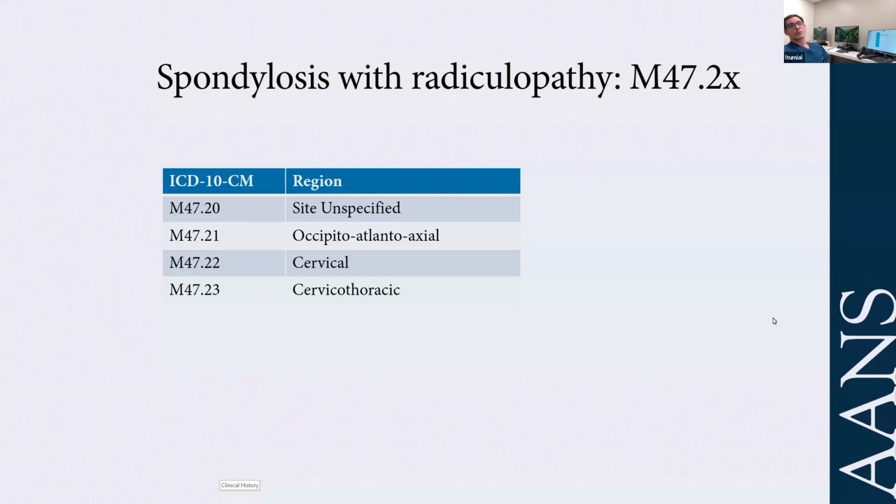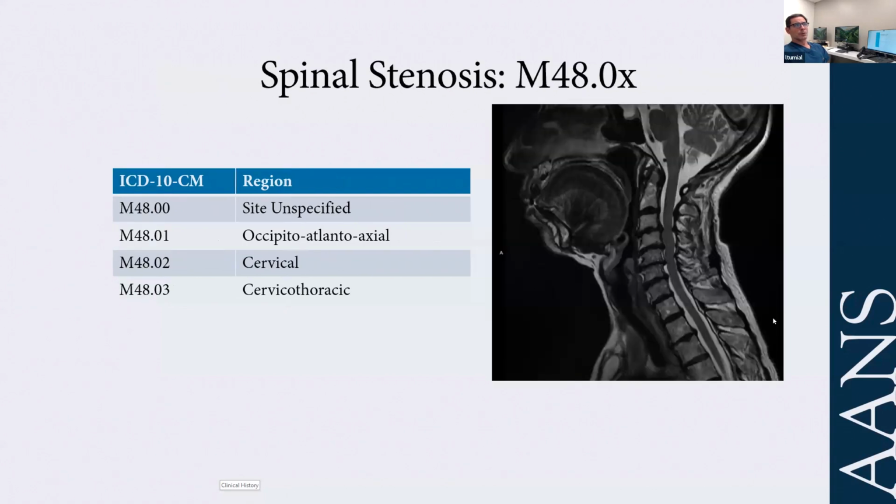M47.22 is a very common code that I use almost every day in clinic in someone who's got advanced degeneration. So stenosis, this is going to be a patient who may or may not have myelopathy, but they will certainly have this radiographic identifier. This is a stenotic patient, as you can see, with an M48.02. And when you're at the occipital cervical junction, you're at 0.1, cervical 0.2, cervical thoracic 0.3. So this is how I would be using that.